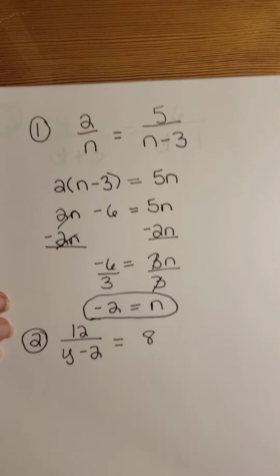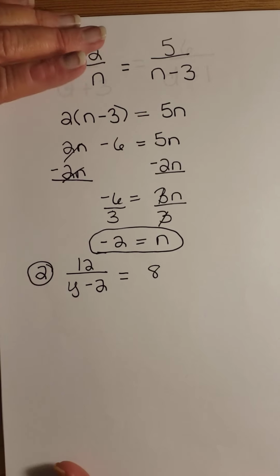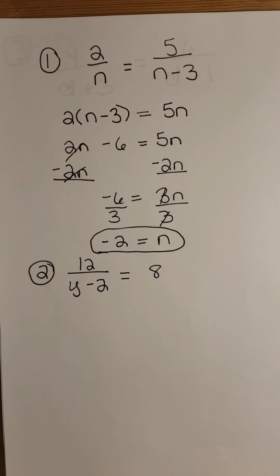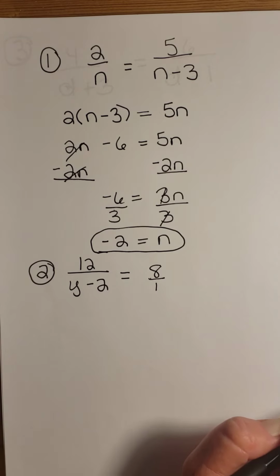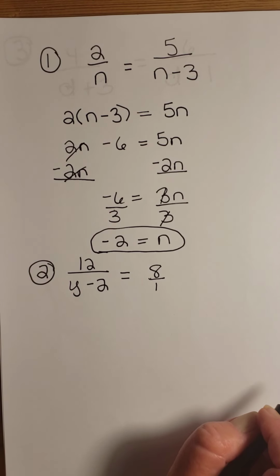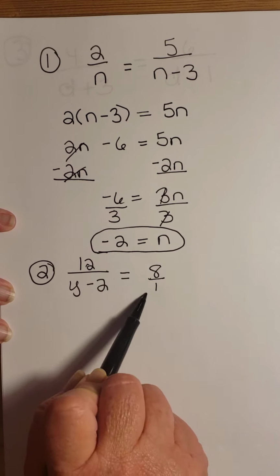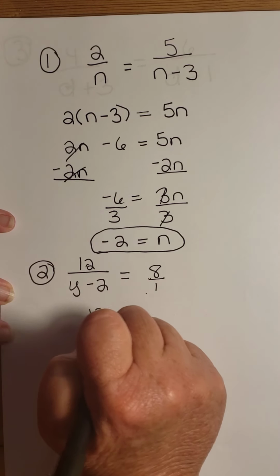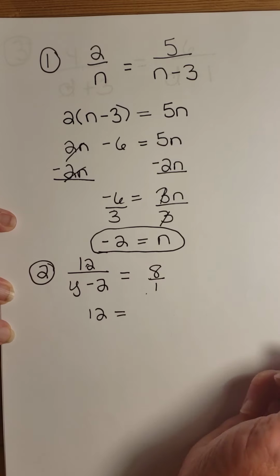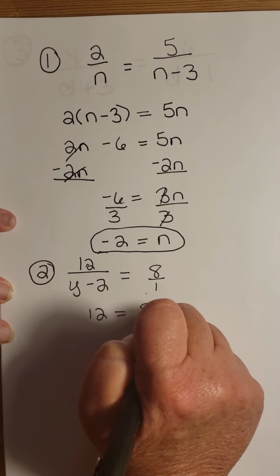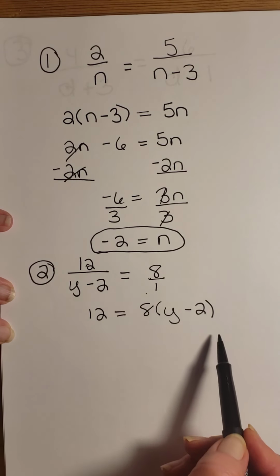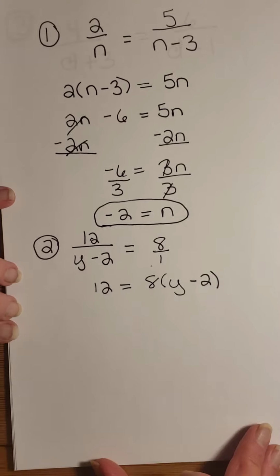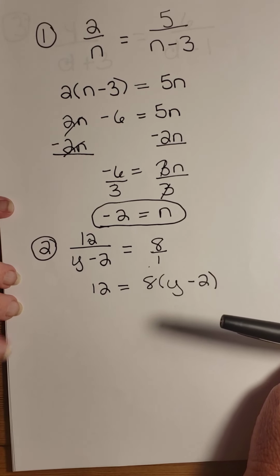Example number 2. Again, fraction equal to 8. And 8 again can be written as a fraction by simply dropping the invisible 1 back under there and cross multiplying. So 12 times 1 is 12 equals y minus 2 times 8. So I know that that's going to be 8 times y minus 2. Again, the y minus 2 in parentheses.